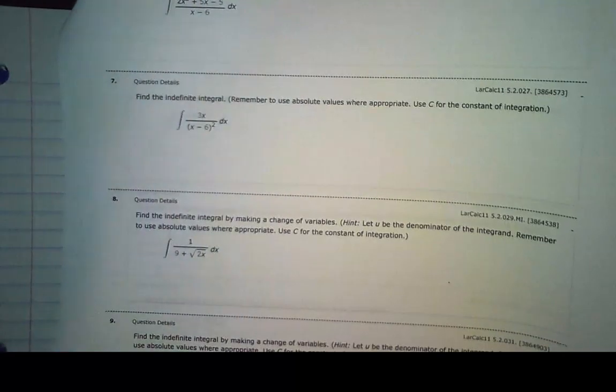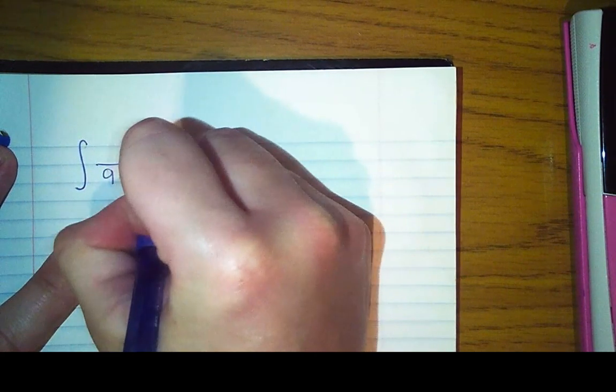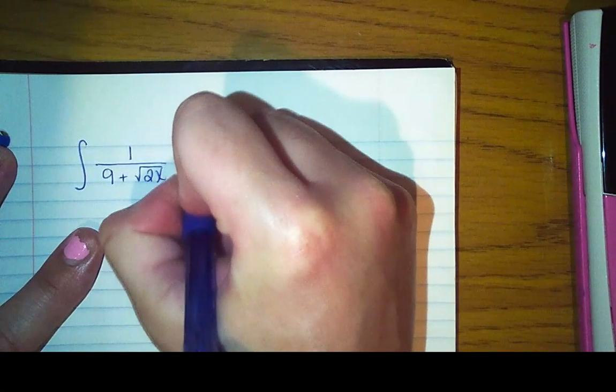So basically, when we take the derivative, it's not going to be so obvious what's going on. So why don't I just show you an example? Hang on, I got to find it. All right. So I'm going to do 8 and 9, and then I'll round up with 7 because 7 is not U substitution. All right, so number 8 says I've got the integral of 1 over 9 plus the square root of 2x dx.